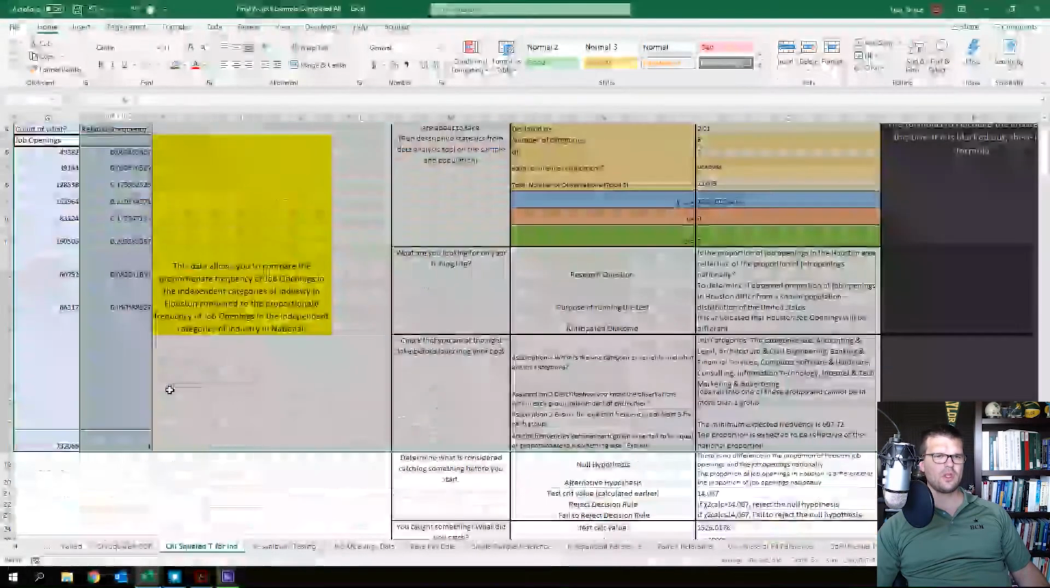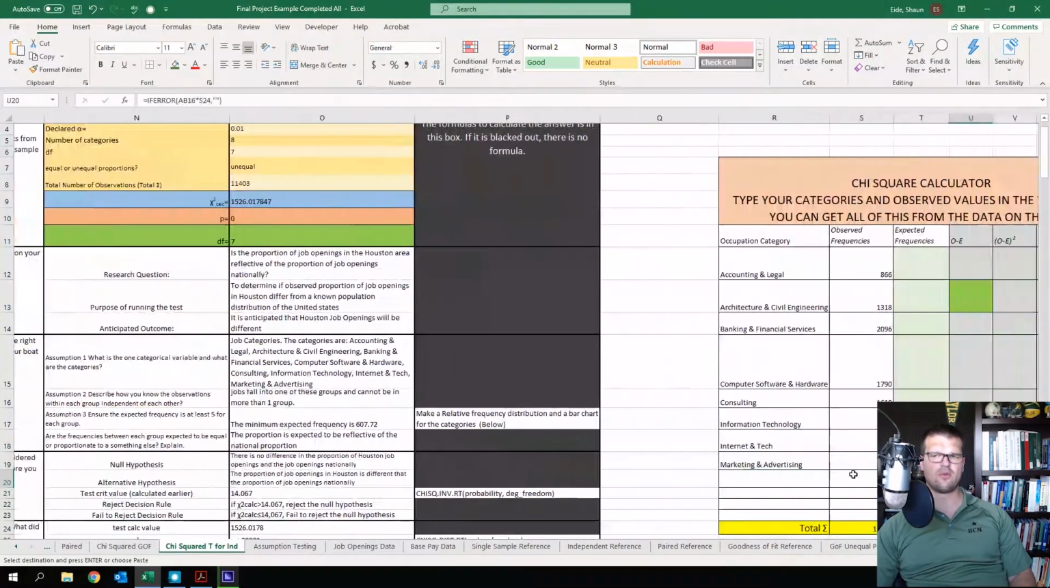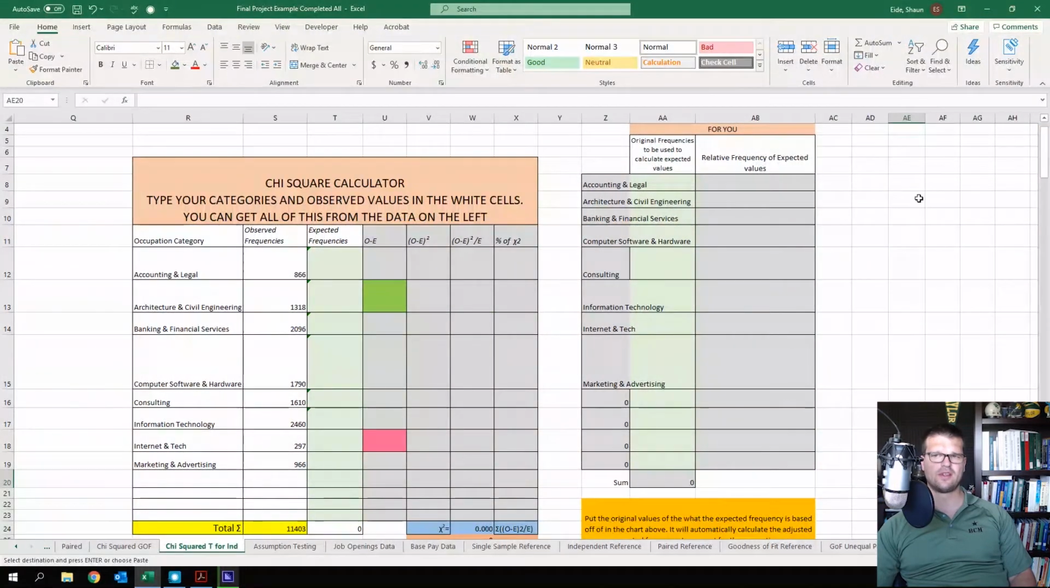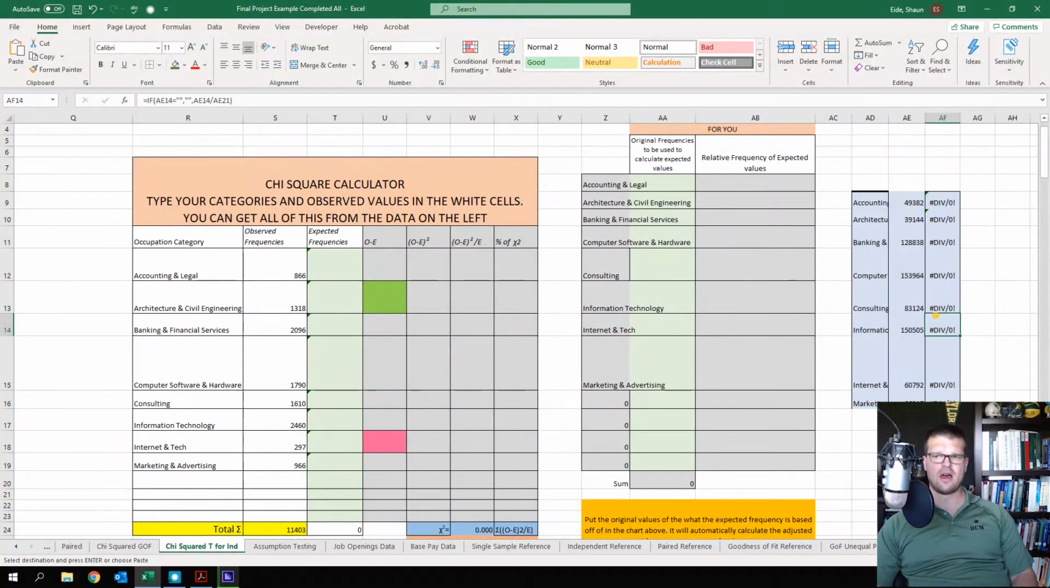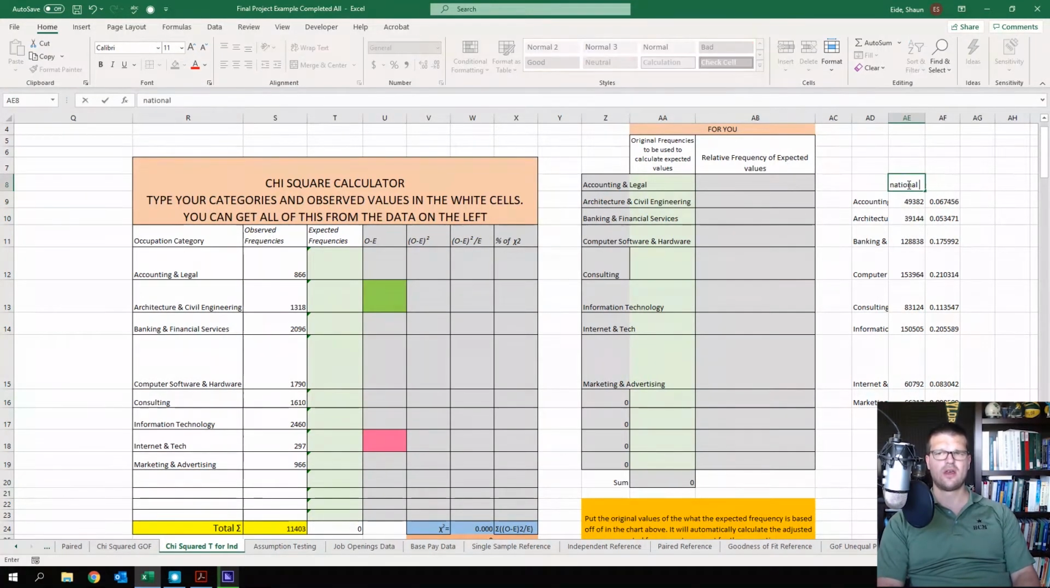Now, there are 2 ways to determine what we expect it to be. I'm going to show you the first way, which is you can come right over here, and we're going to press Control V right here. And I already determined the relative frequency. So these are all the relative frequencies of these individual observations. So you have national observations, and then you have relative frequency.